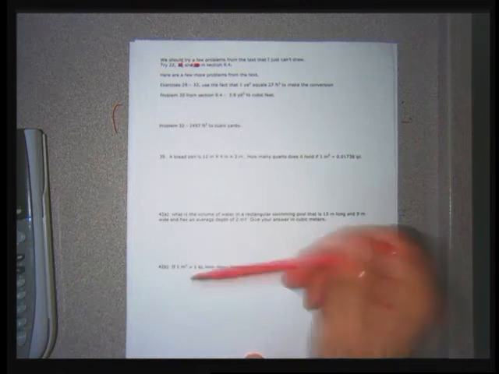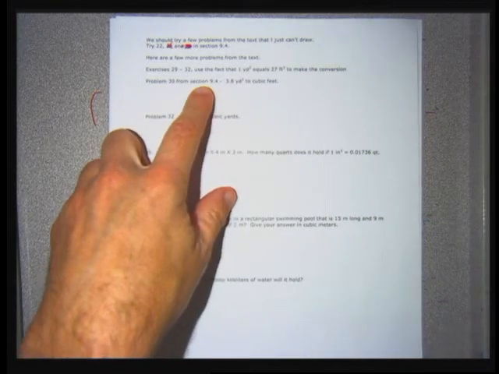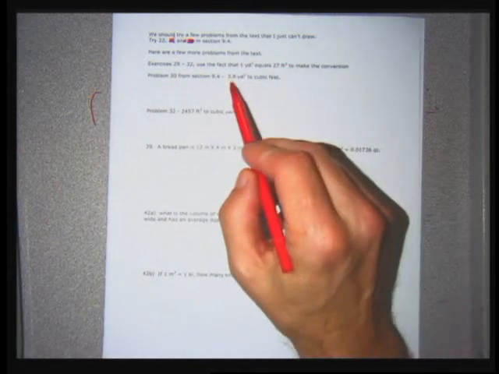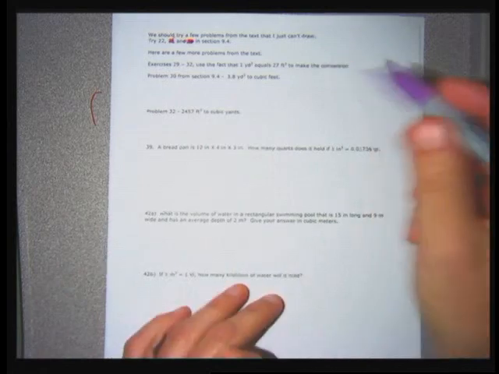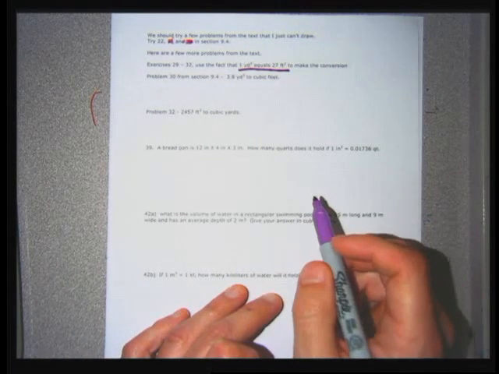I'm going to do all these, so hopefully you have this printed out, or you have the text in front of you. So this is problem 30 from section 9.4. If this is too small for you to see, then you should have your book open. The problem says convert 3.8 cubic yards to cubic feet. And the beautiful thing is the author gives me a little bit of information. It says use the fact that 1 cubic yard is 27 cubic feet.